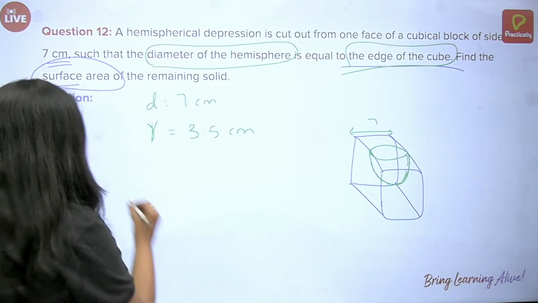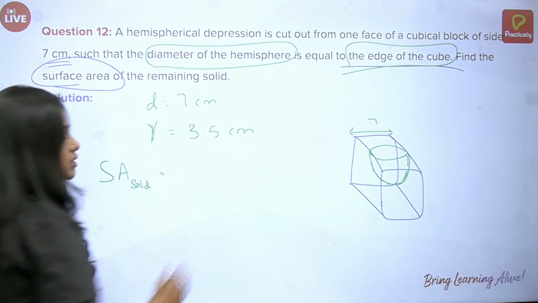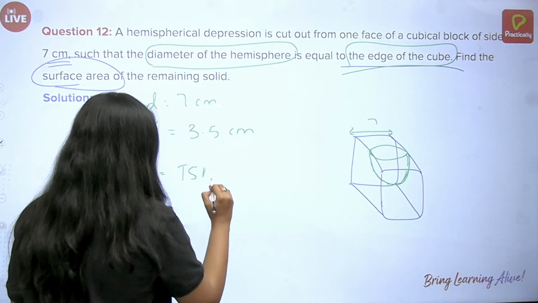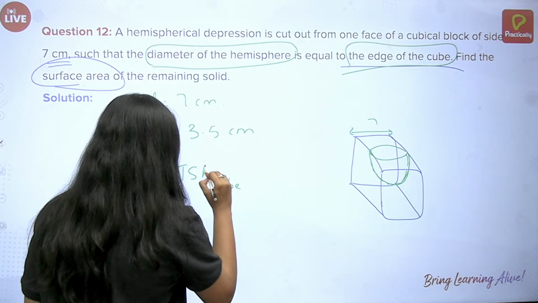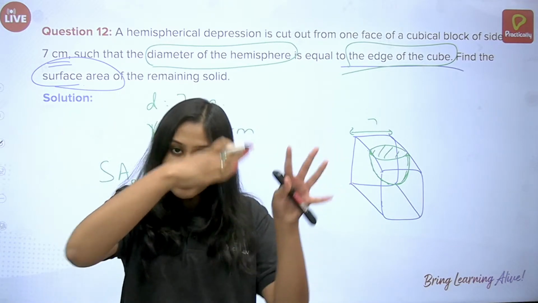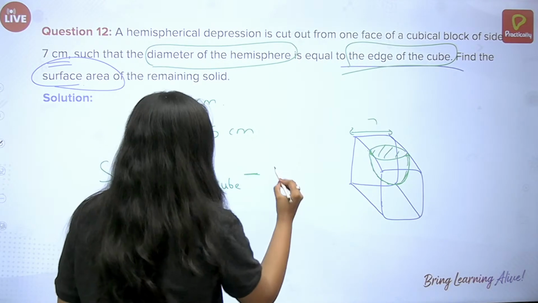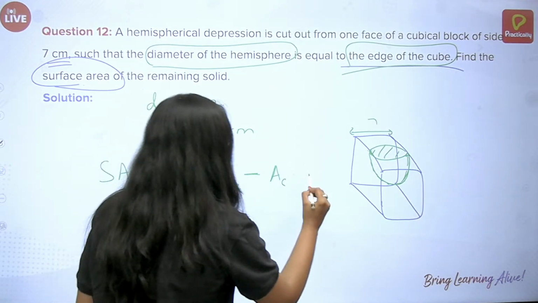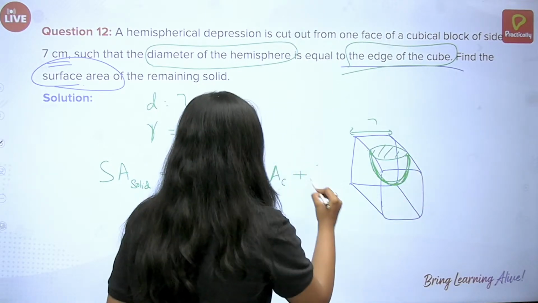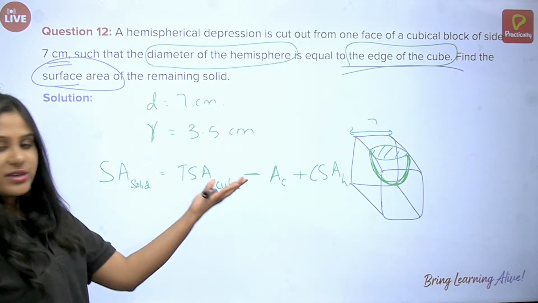Let us see. So, surface area of solid is equal to, first, the total surface area of cube, okay, minus this part. Correct? Because that is not there. No, a hemispherical depression is made. So, the top won't be there. Right? So, minus area of circle plus this curved surface area of hemisphere. Right? We know everything. Let us substitute.